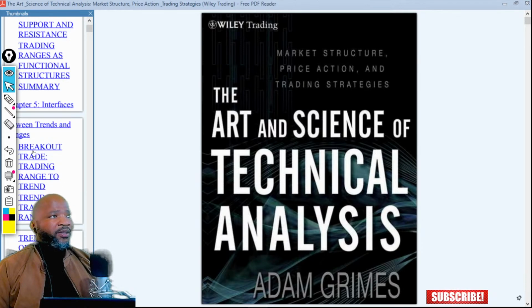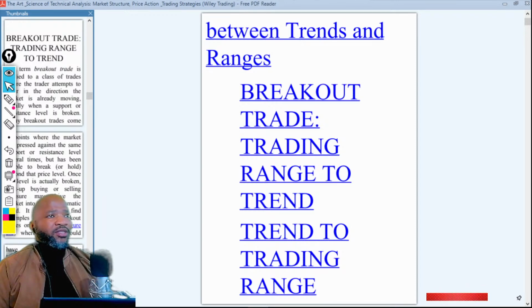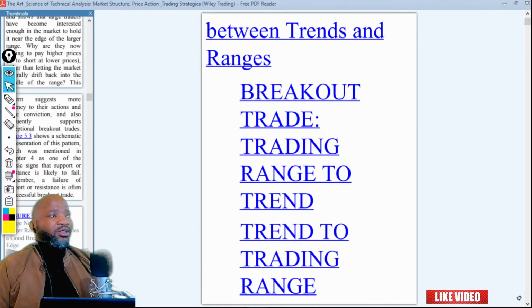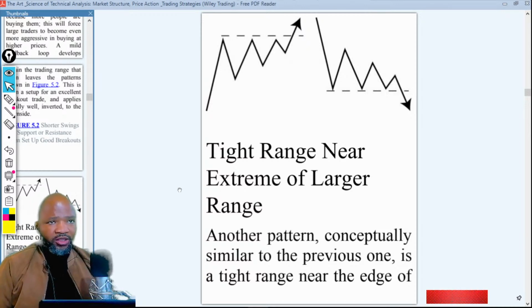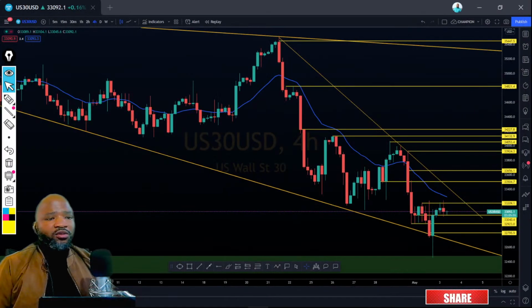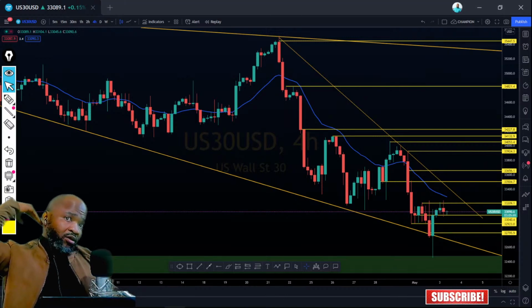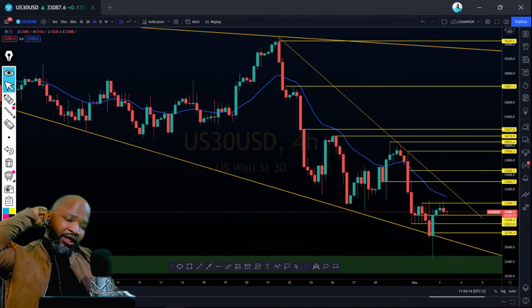You better read, man. Look out for the breakouts, trade. This is what we read, the things that we are going through daily. Tight range near extreme of larger range. Another pattern conceptually similar to the previous one is a tight range near the edge of a range. See what I'm talking about when I say let's read, so that we are up to date daily.